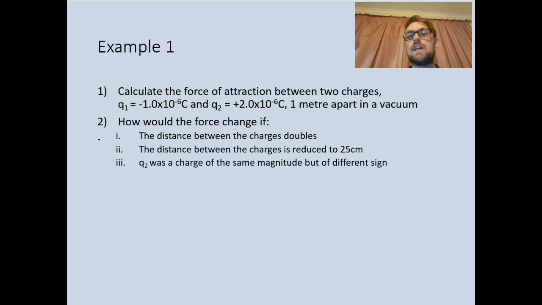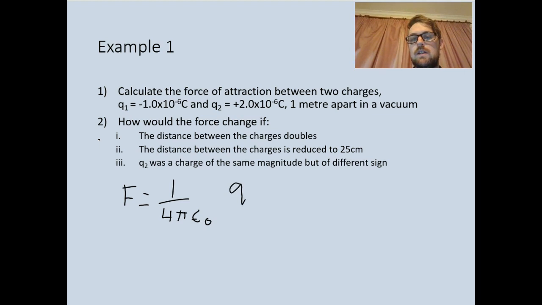Calculate the force of attraction between two charges. Q1 is negative 1.0 by 10 to the negative 6, and Q2 is plus 2 by 10 to the negative 6. They're 1 meter apart in a vacuum. So we're going to use Coulomb's law that we just had a look at. Force equals 1 on 4 pi epsilon naught, Q1 Q2 on R squared.